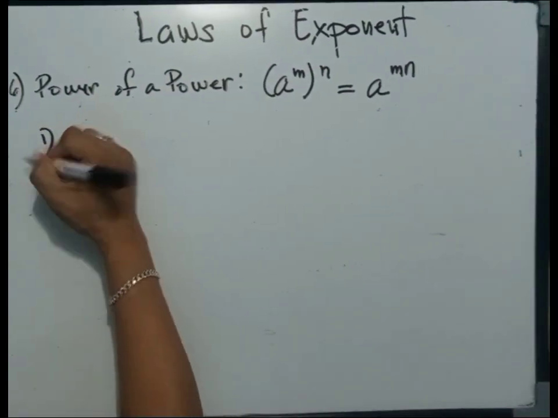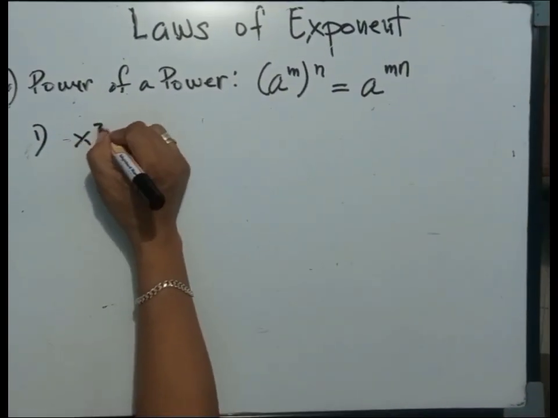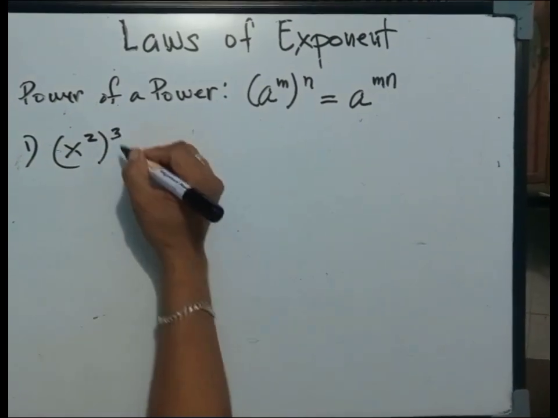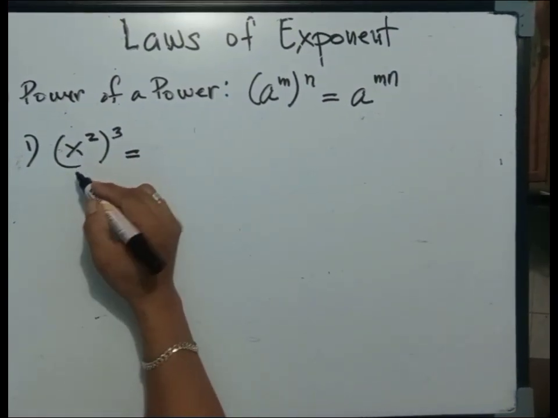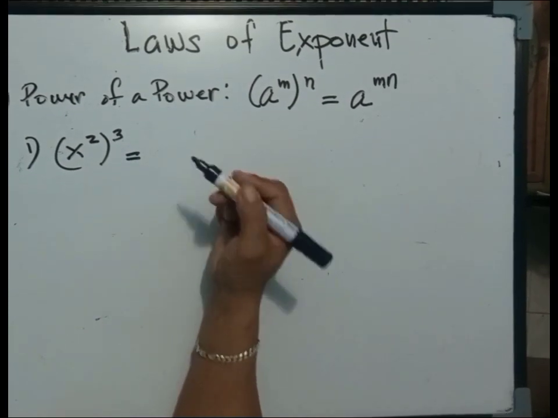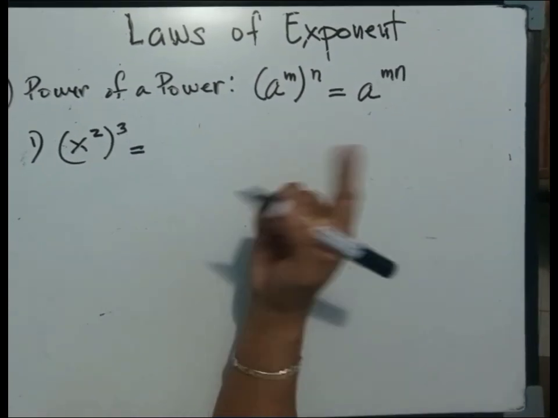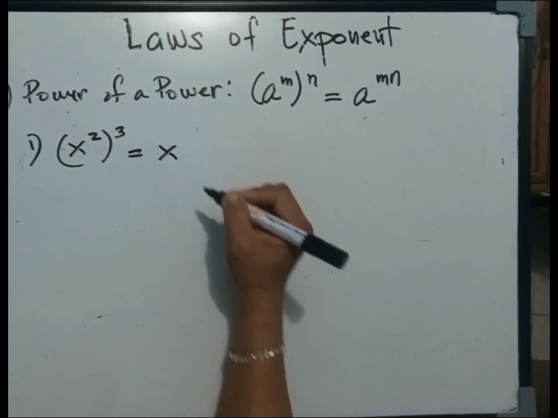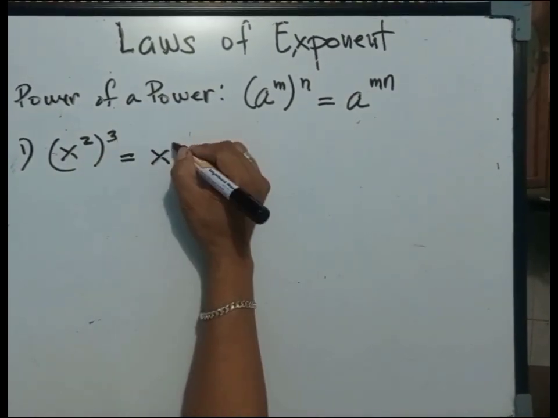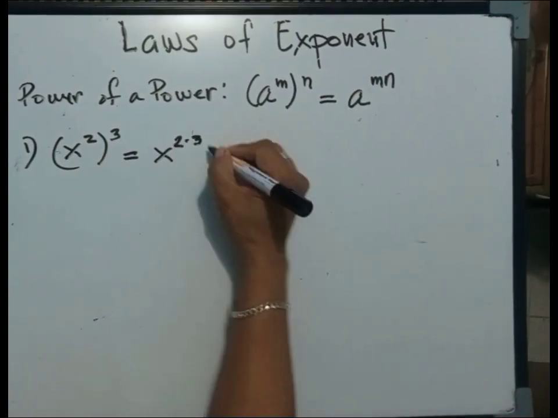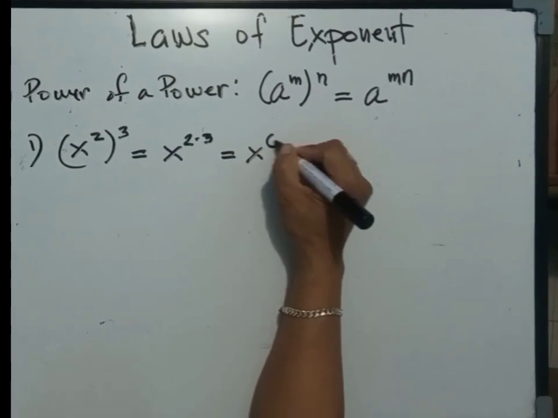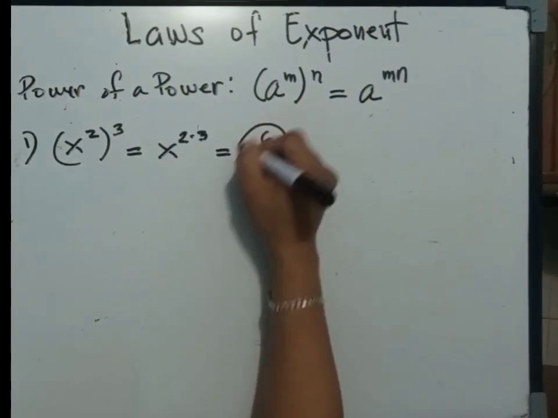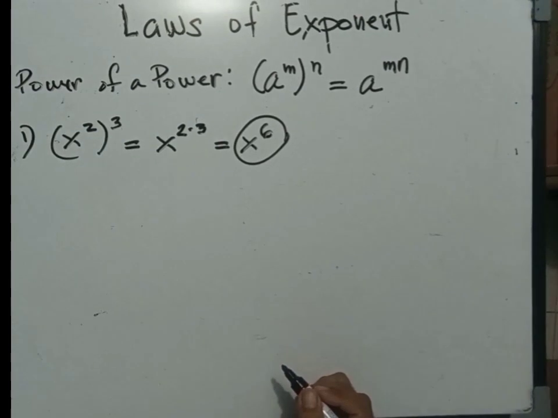Example number 1. X squared to the third power. Nakapower na, nakapower pa. May exponent na, may exponent pa. Anong ginagawa? Just copy the base, then multiply the exponents. 2 times 3 is 6. X to the sixth power. That will be our final answer.